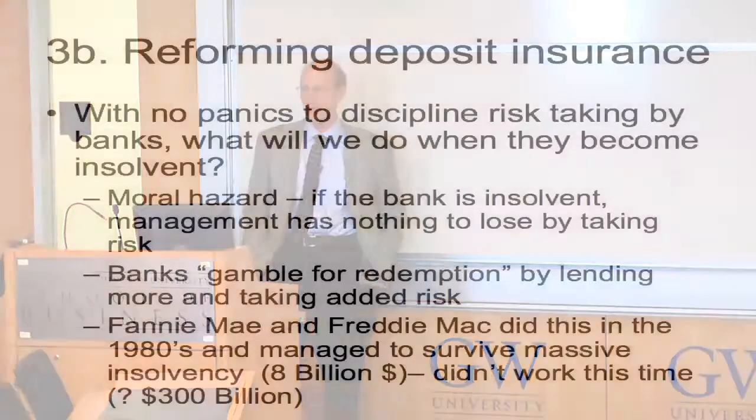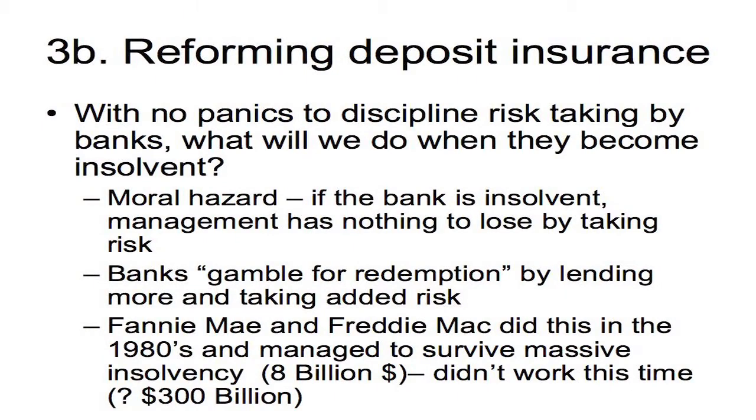All right. So, with no banking panics to discipline risk-taking by banks, what will we do when they become insolvent? See, there's this moral hazard problem. If a bank is insolvent or nearly insolvent, it has nothing to lose by taking risk. The jargon term for this is gambling for redemption, by lending more and taking added risk.